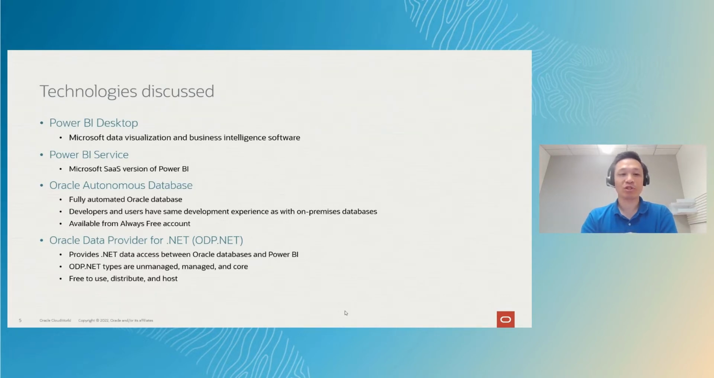All the ODP.NET versions are free to use, distribute, and host, so on the Oracle side, if you are a developer, or even if you want to deploy for your app, you can use it all for free, both the Autonomous Database as well as ODP.NET. So that provides a nice, easy onboarding experience so that you can try things out if you want to with Power BI.